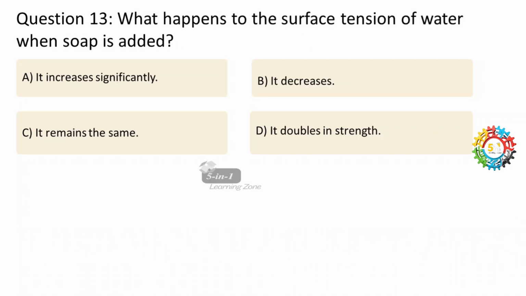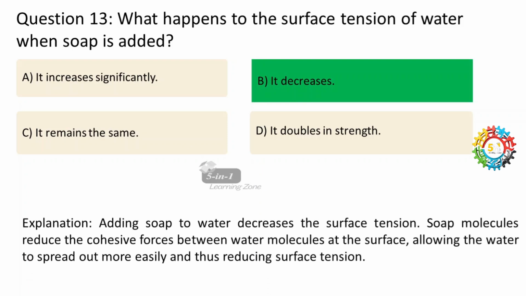13. What happens to the surface tension of water when soap is added? Answer: B. It decreases. Explanation: adding soap to water decreases the surface tension. Soap molecules reduce the cohesive forces between water molecules at the surface, allowing the water to spread out more easily and thus reducing surface tension.